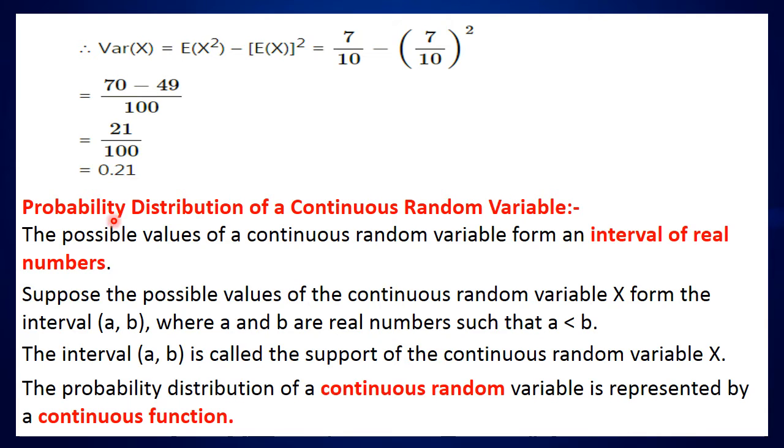Now the probability distribution of a continuous random variable. Continuous random variable means the possible values of the continuous random variable form an interval of real numbers. That is, we don't take the individual values, we consider an interval. So suppose the possible values of the continuous random variable x form the interval AB, where a and b are real numbers such that a less than b. Then the interval AB is called the support of the continuous random variable x. The probability distribution of a continuous random variable is represented by a continuous function.